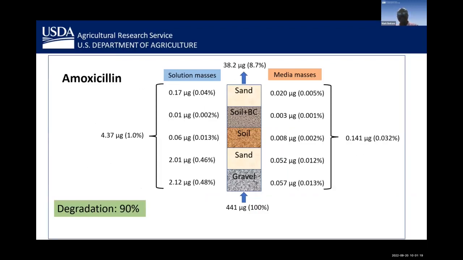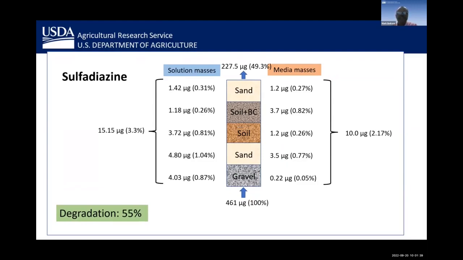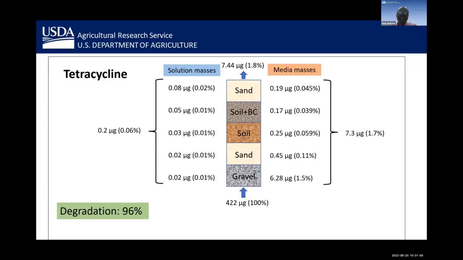When we went back to the original work that we started, we observed that for the different compounds that we used, the process was able to degrade 90% of amoxicillin. It was also able to degrade 55% of sulfadiazine. That was very disappointing because we thought that we would get better degradation than that, but the chemists know their reasons for that. And for tetracycline, we were able to degrade about 96% of the compound.